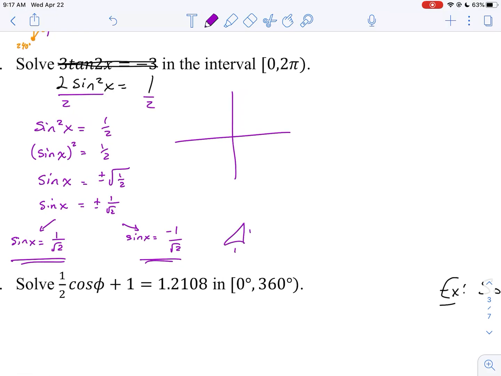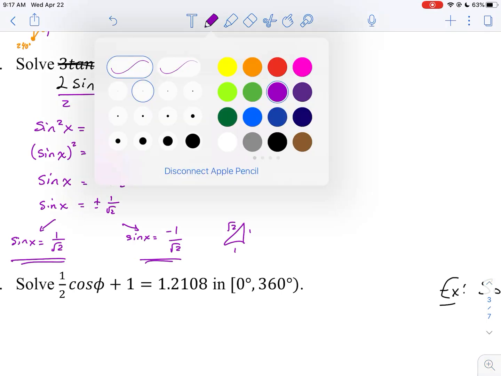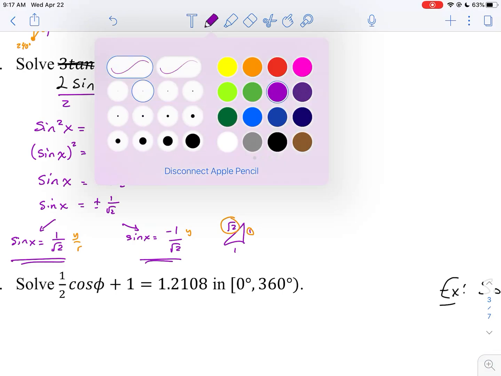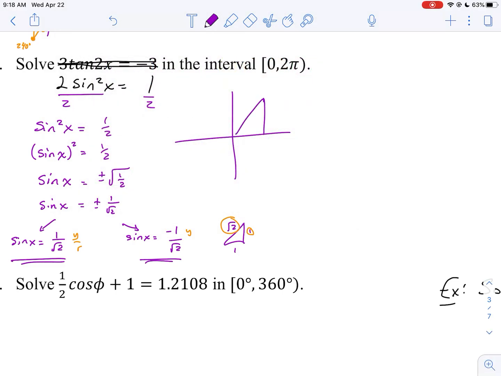Hopefully you're seeing 1 and square root of 2. Hopefully you're remembering, hey, a 45, 45, 90 triangle is 1, 1, square root of 2. And since sine is just y over r, I need to find where y is 1 and r is the square root of 2, or where y is negative 1. Well, that ends up giving us 4 different triangles, right? Right here I've got 1 over the square root of 2. Here I've got 1 over the square root of 2. Down here I get negative 1 over the square root of 2. I did this one backwards, I'm sorry. And down here I have negative 1 over the square root of 2.